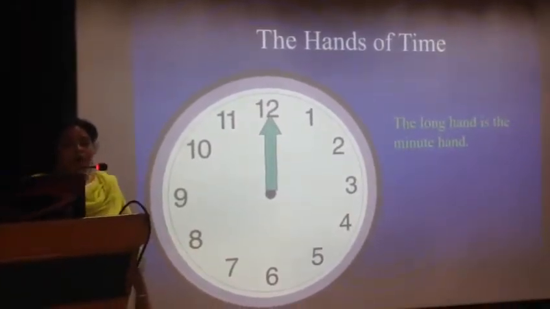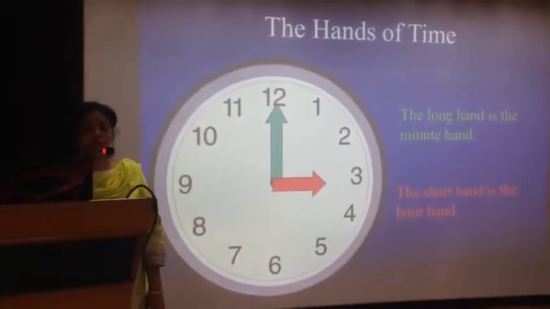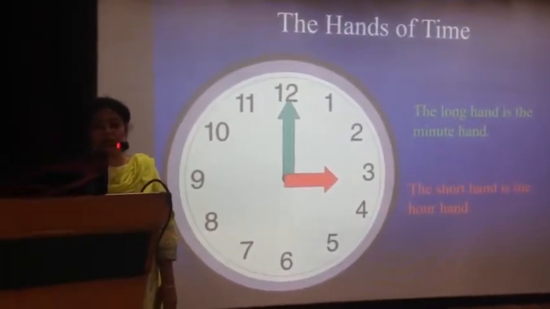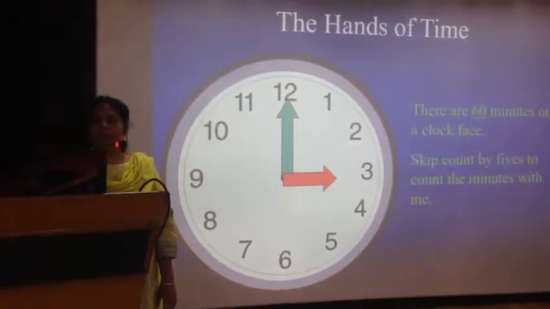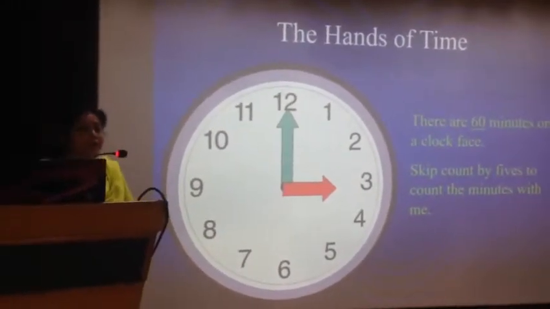This is a long hand. The long hand is the minute hand. The short hand is the hour hand. There are 60 minutes on a clock face. Now, let's start the skip count by 5.